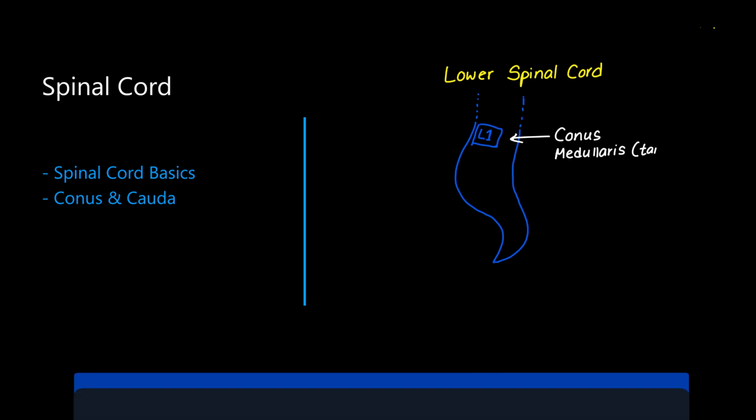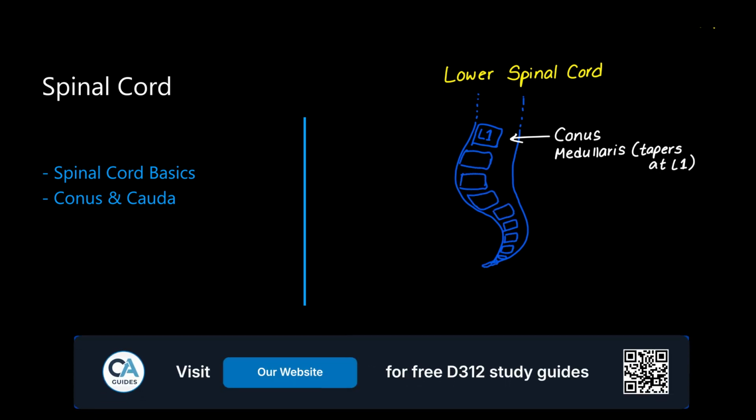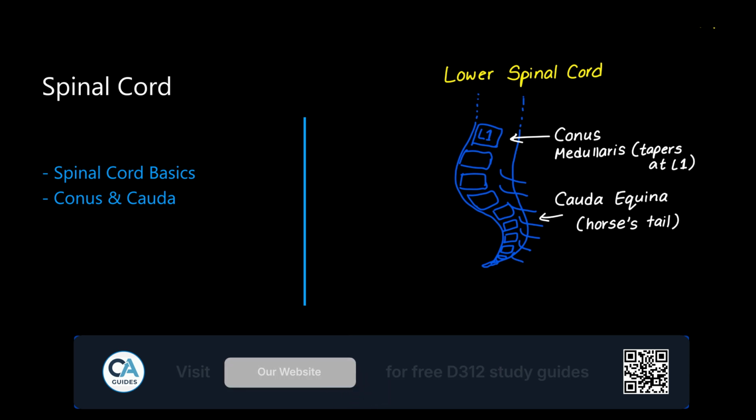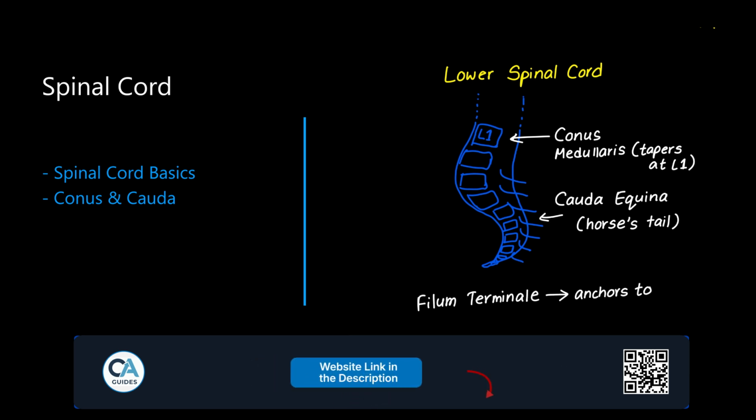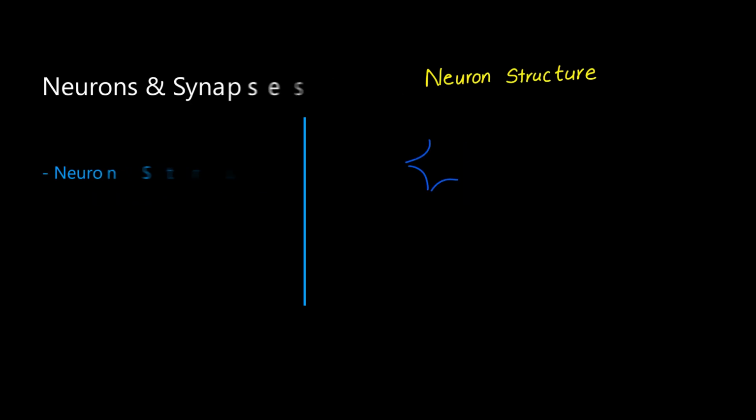Roughly at the first lumbar vertebra. Below that, the remaining nerves fan out into what is called the cauda equina, which means horse's tail in Latin, because that is exactly what it looks like. The filum terminale anchors it to the coccyx. Now for the cells themselves.